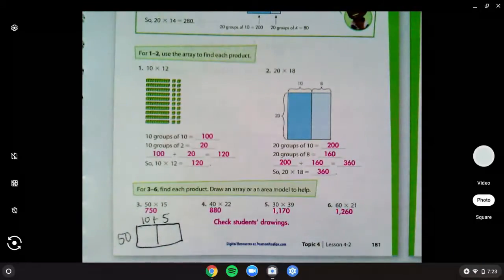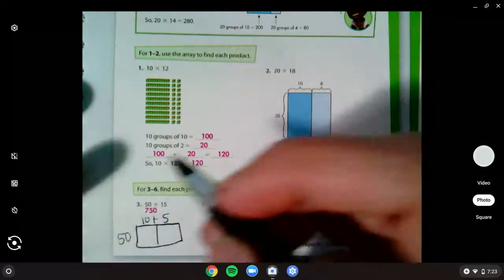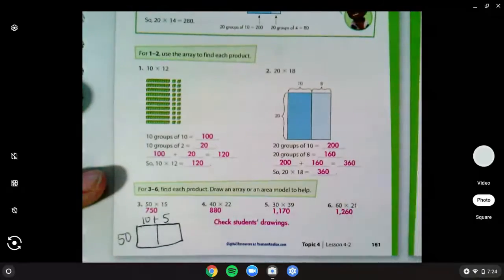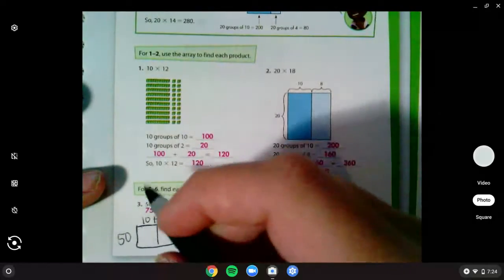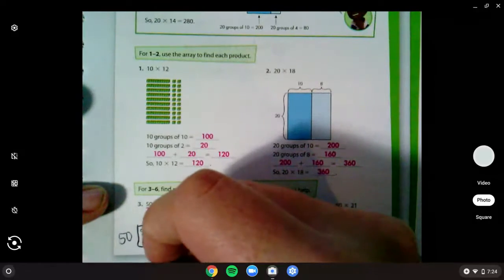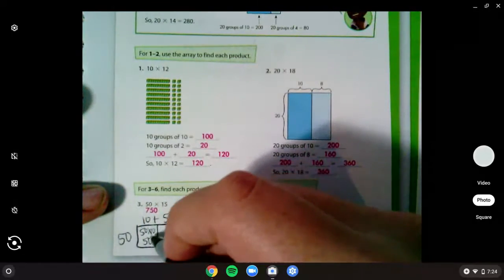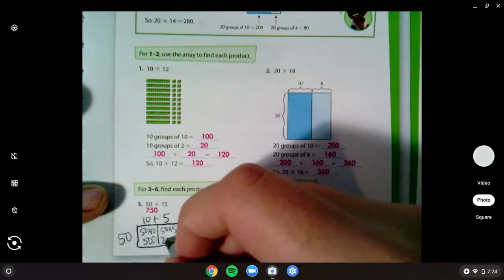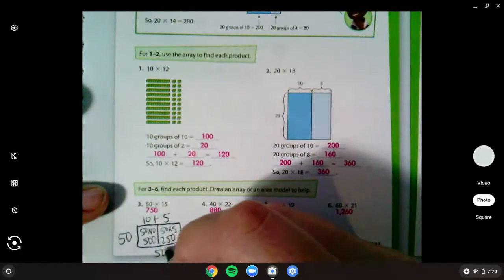That was my fault. All right, so for this one, I'd still do the same thing, but I just don't do it with 4 boxes. I just do it with 2. So I should have done 50 times 10, and that would give me 500, and then 50 times 5. 5 times 5 is 25 plus a 0. 500 plus 250 is 750.